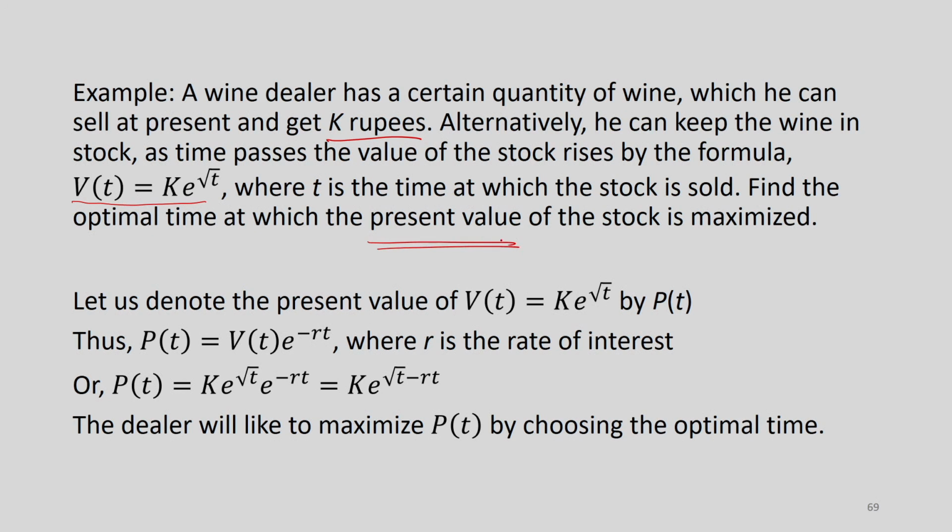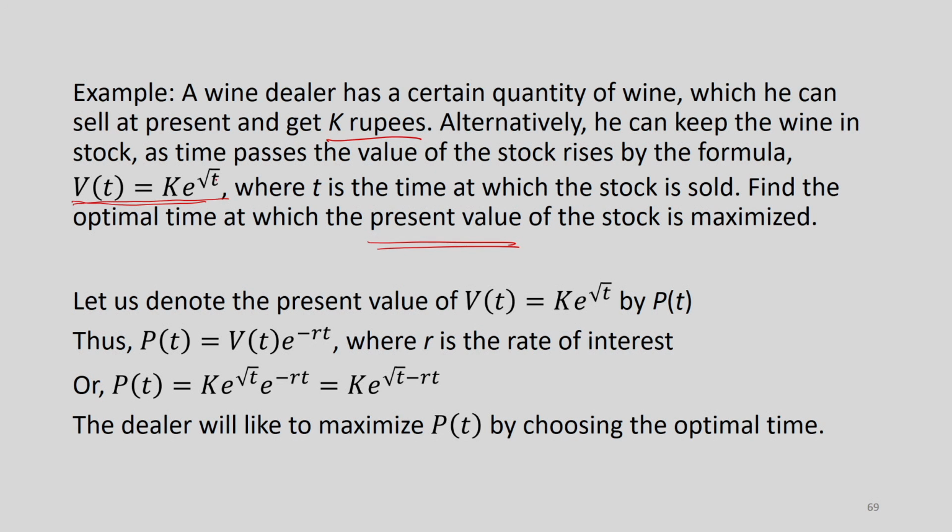So, present value is important here. It is a problem of maximization, but at the same time it is also applying the idea of present value. Okay, let us try to understand the problem a bit. So, this person, the dealer, has a certain quantity of wine. Now, as we know, the value of wine rises with time. If you keep this wine in your cellar, then as time passes, the wine matures and its value rises. Okay. And so, that increasing value is represented by this formula.